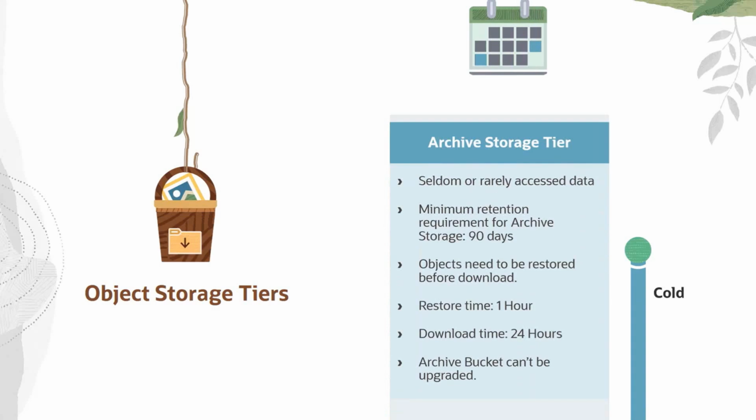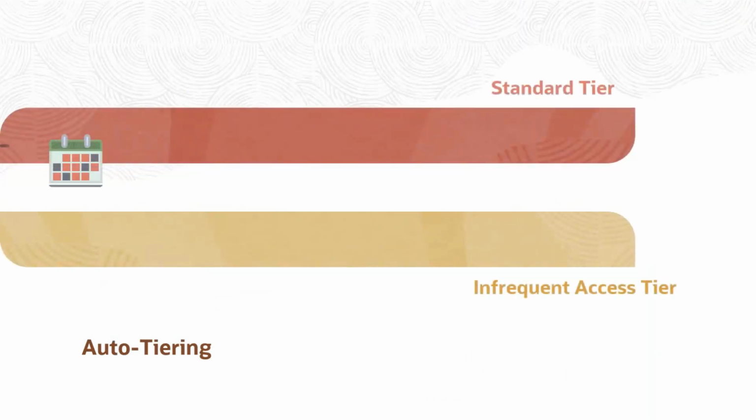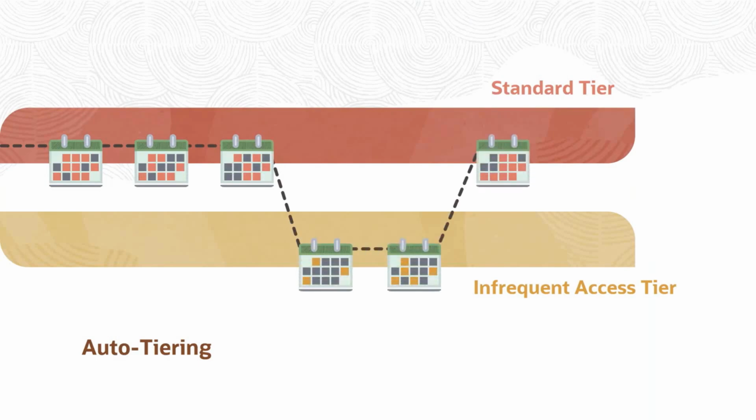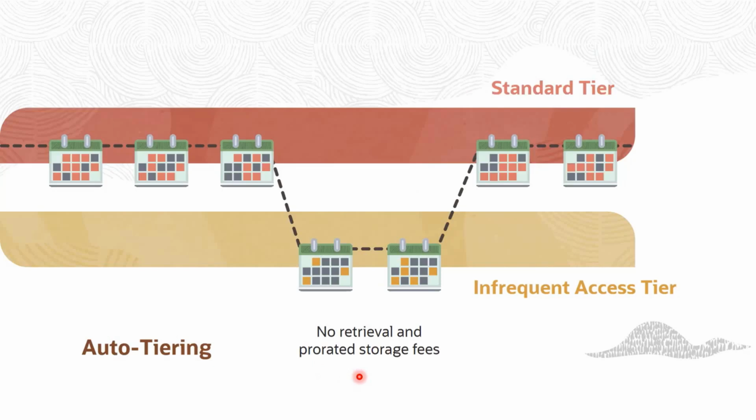Minimum retention requirement for archive storage is 90 days, but the objects need to be restored before they can be downloaded. There is also a concept of auto tiering in OCI. If you have not accessed an object for 31 days, it directs object storage to automatically move it to the infrequent access tier, as you can see here. And if the objects moved to the infrequent access tier are subsequently accessed more frequently, then the objects are automatically going to be moved to the standard tier. And the best part about this is there are no retrieval and prorated storage fees.